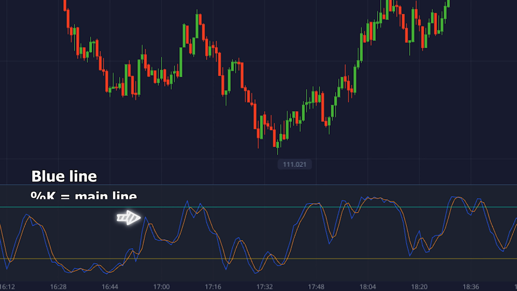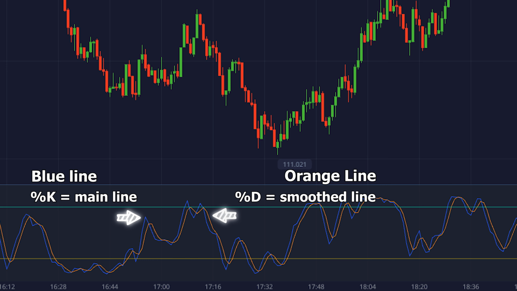On stochastic, you will almost always see two lines. %K, this is the main line, it shows the current value of stochastic, and %D, a smoother line. It is the average value of the %K over a short period. And the idea is simple. When these lines change their relative position, it often hints that momentum may be restructuring.